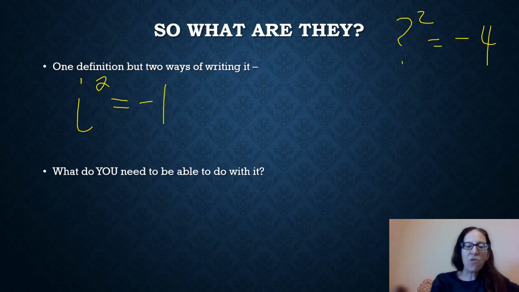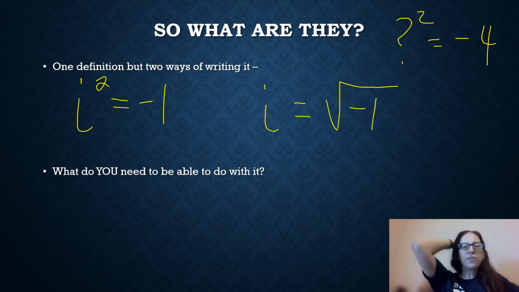Now, the other way to define it is this. You could say i is equal to the square root of -1. Now that's really the same definition. It's just taking the equation on the left and you square root both sides of it and you'll get the equation on the right. It's kind of useful to just have both forms in front of you instead of going through that process.